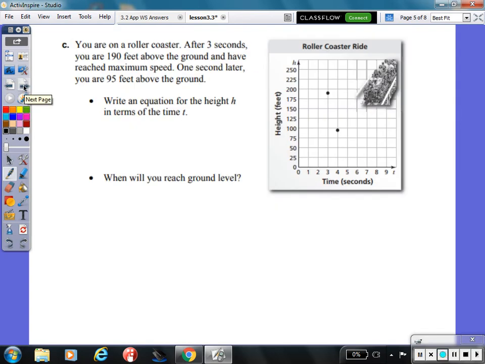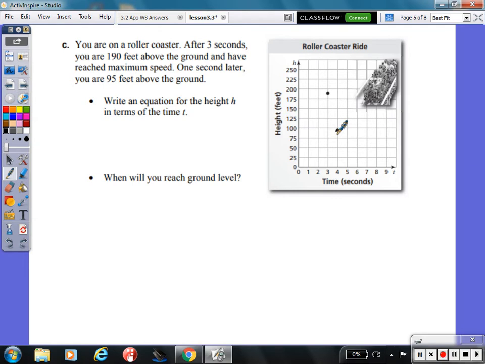The last one, very, very similar. We have 2 points already graphed for us. It comes from that given information, 3 seconds, 190 feet. That's an ordered pair. 1 second later, so that would be at 4 seconds, 95 feet, there's our second ordered pair. So to find our equation, if you notice from this graph, we're kind of floating in the middle of nowhere. So to actually count spaces isn't the easiest thing to do.